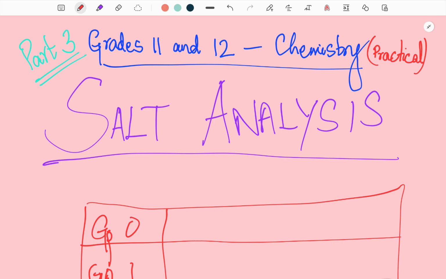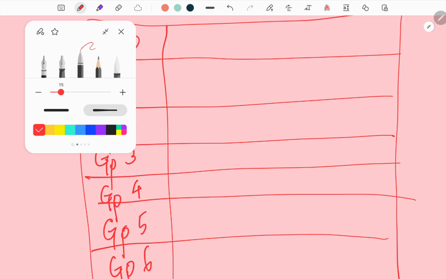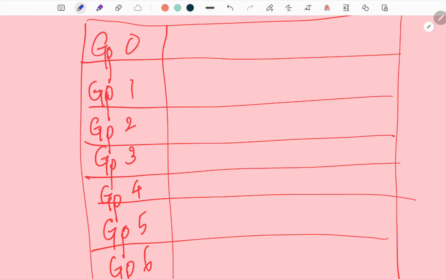In this part we are going to be learning the classification of cations, and also we will learn the identification or the systematic tests for the cations. Cations can be classified into 7 groups, from group 0 to group 6. What are the ions in each of these groups we are going to learn.